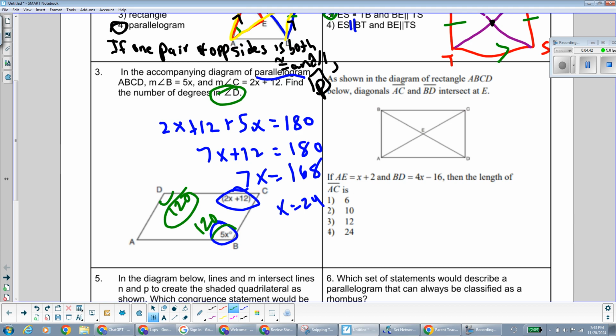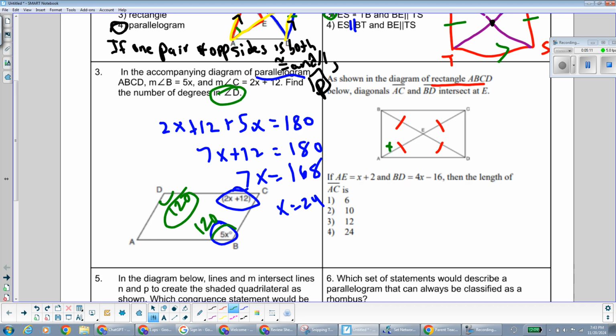We have a rectangle. We have diagonals. Remember, diagonals of a rectangle are congruent. And it also has the parallelogram properties. So diagonals also bisect each other. So not only are they congruent, but they also bisect each other. So instead of being like this, which is a regular parallelogram, since the diagonals are congruent, all the halves are going to be the same.